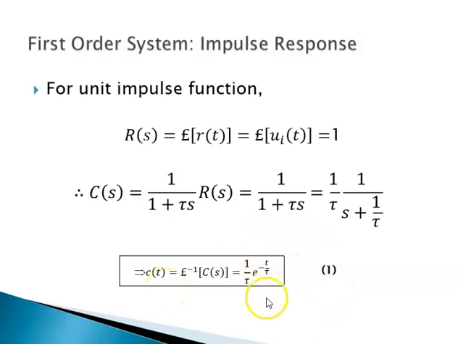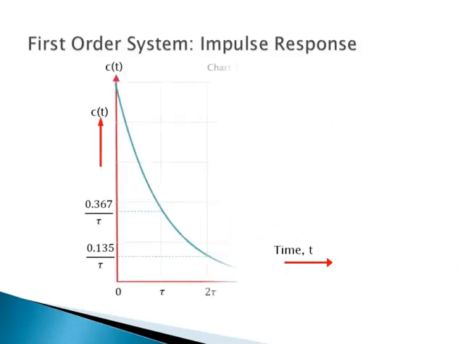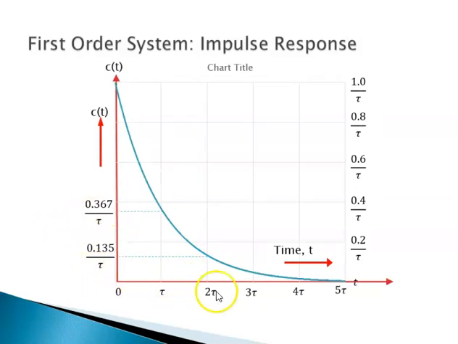We'll try to plot this response, 1 over tau e power minus t over tau, and see what happens. Obviously, we can see that as t tends to infinity, this whole response goes down because e power a very large negative number tends to 0. We can see that in the plot given here. Along the x-axis we have time in terms of 1 time constant, 2 time constants, 3 time constants, and so on.